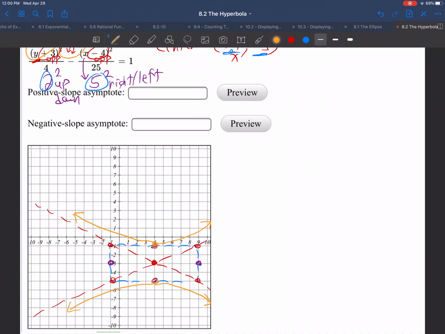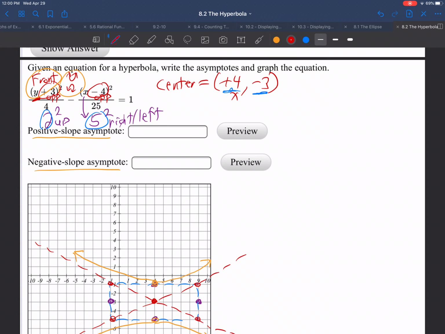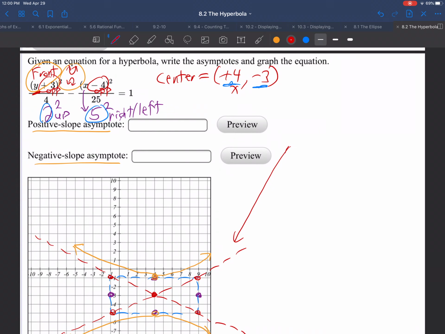And now they want us to come up with the asymptote lines. Let me go back here. They specifically want us to give the positive and the negative slope asymptote lines. In other words, if I kept this line going and this line going, they want the equation of this line. They want the equation of this asymptote line. How do you find the equation of an asymptote line? Well, let me give you a nice, easy way to do it.